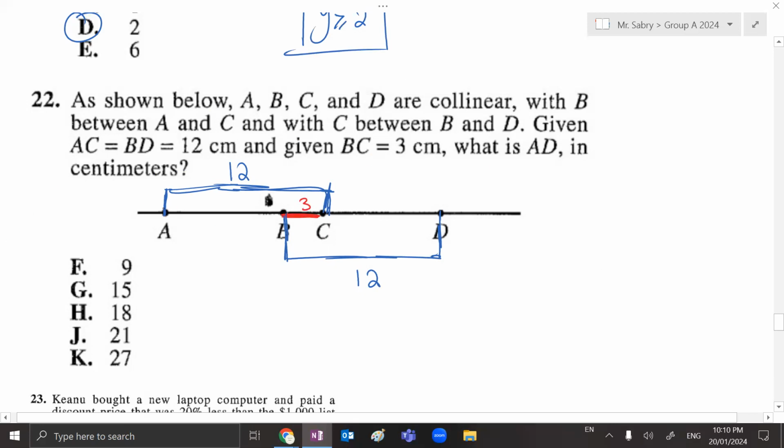What is AD? So I need to know this whole side. It's clear now because of this way of highlighting things that the 3 is part of the 12. It starts here and it ends here. So if I needed to find the length of AB, which is this part, I'll do 12 minus 3, and that would get me 9. Now, because I know the AB, and I know from B up until D, if I need from A to D entirely, I'll just have to add the 9 and the 12. So 9 plus 12 will get me 21. J is the correct answer.